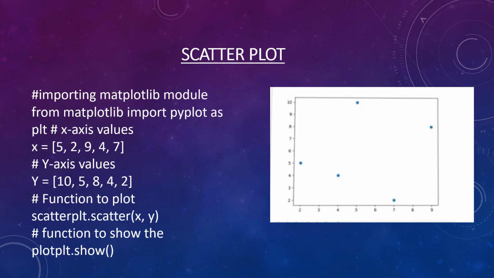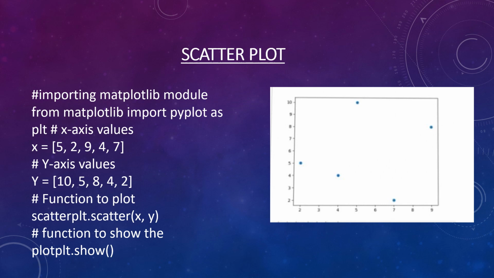The another type of plot is scatter plot. Usually, we need scatter plots in order to compare variables. For example, how much one variable is affected by another variable to build a relation out of it. The data is displayed as a collection of points, each having the value of one variable, which determines the position on the horizontal axis, and the value of other variable determines the position on the vertical axis, that means y-axis.